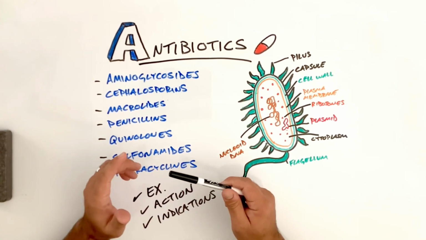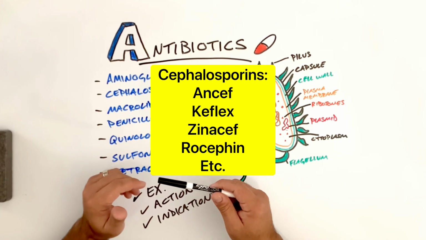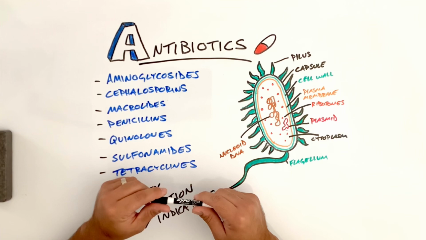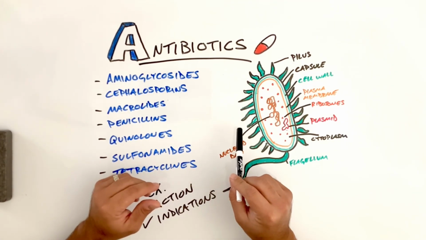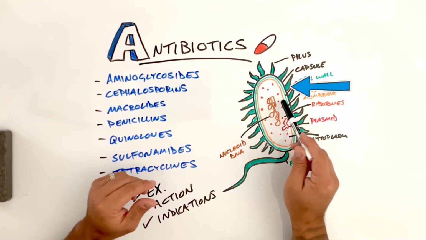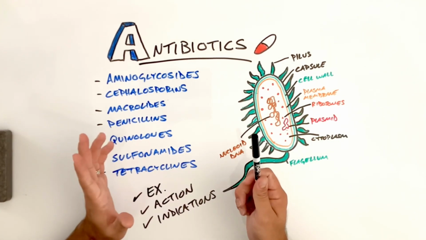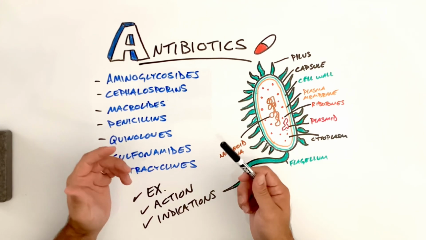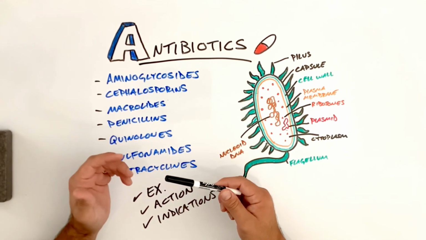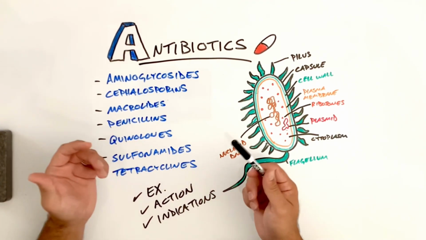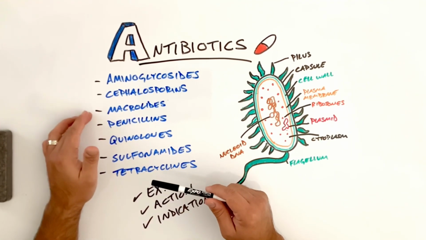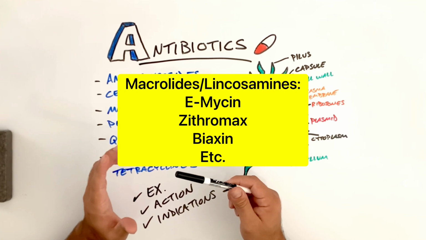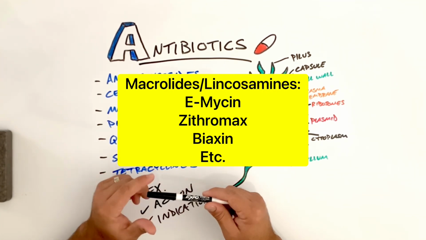Let's talk about cephalosporins. These are like Ancef, Keflex, Zinacef, Rocephin, things like that you'll see on your patient's history. These kill the bacteria by preventing the formation of the actual cell wall. Some indications for these are skin infections, soft tissue infections, UTIs, respiratory infections, strep, Lyme disease, and sepsis.